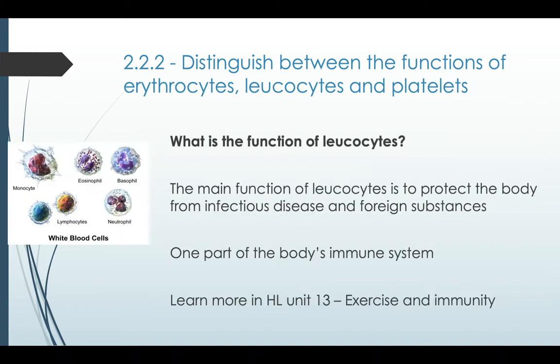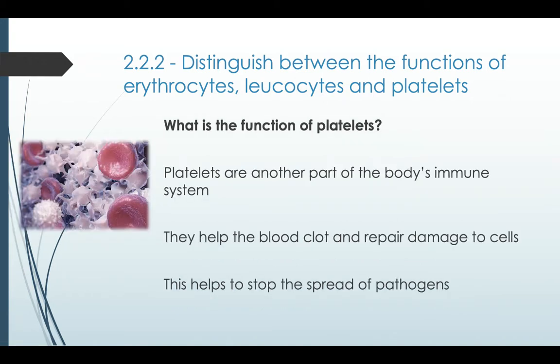Next one, leukocytes. So the main function of leukocytes is to protect the body from infectious disease and foreign substances. And it's part of the body's immune system. HL students, we learn a lot more about the immune system in Unit 13. Finally, platelets. Platelets are another part of the body's immune system, and what they do is they help to clot and repair damage to cells. Now what this does is it stops the spread of pathogens throughout the body to prevent further infection.